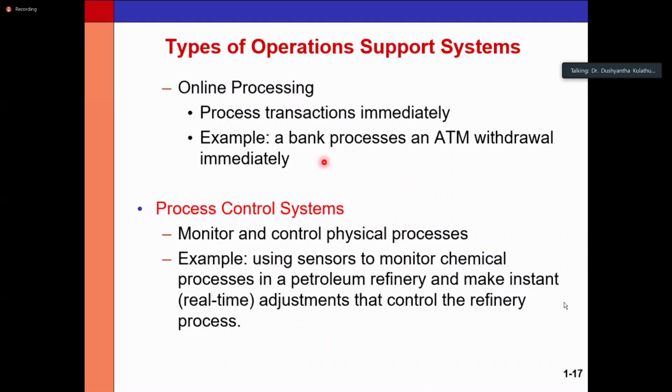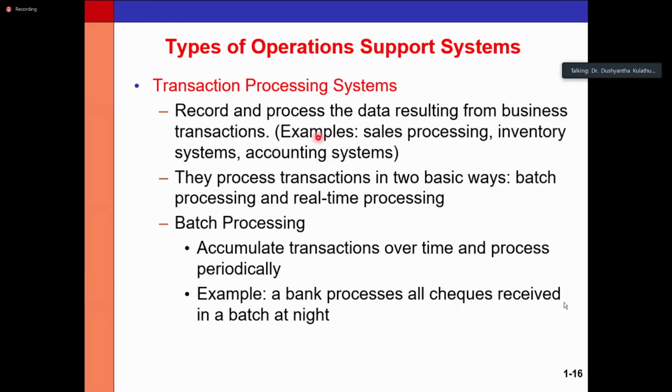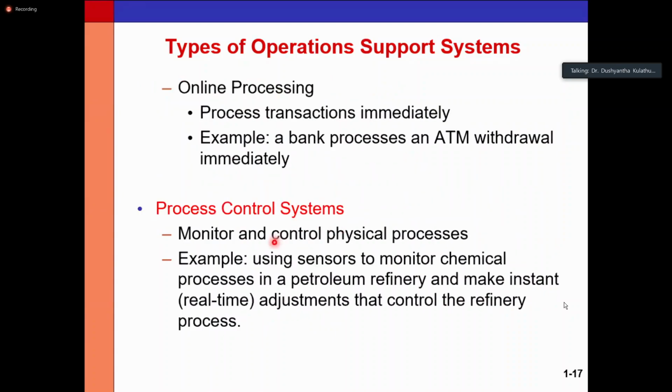Then process control systems. One question asked was related to inventory systems, as highlighted here. That is a transaction processing system according to this particular classification. Process control systems monitor and control physical processes. These systems are primarily used in a manufacturing setup or an industrial setup. They monitor the ongoing processes and then make certain adjustments depending on the requirement, so they control the particular process depending on the requirements.